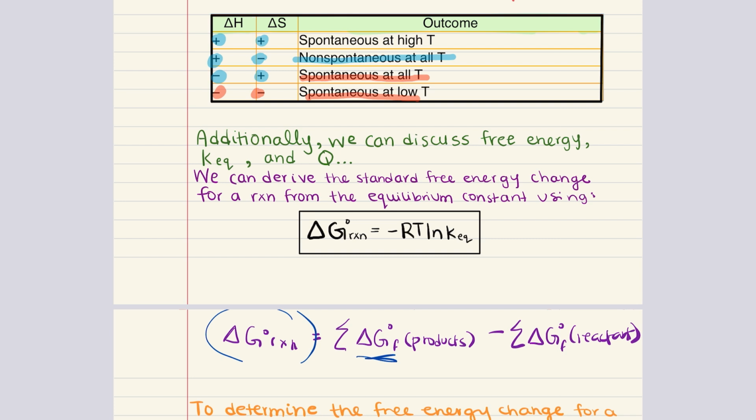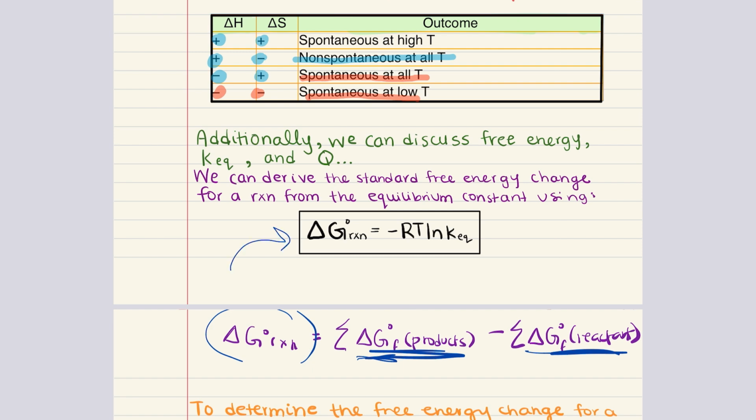Now, like enthalpy and entropy, the free energy of the reaction can be calculated from the free energies of formation of the reactants and the products. So this is very similar to our equation for enthalpy and for entropy. Now, the last and final thing we want to talk about is the relationship between free energy, the equilibrium constant, and the reaction quotient. We can derive the standard free energy change for a reaction from the equilibrium constant for the reaction using this equation.